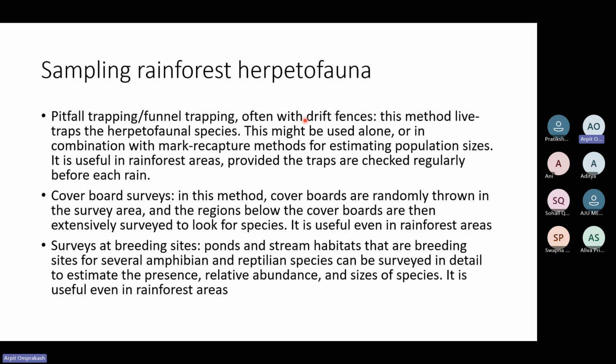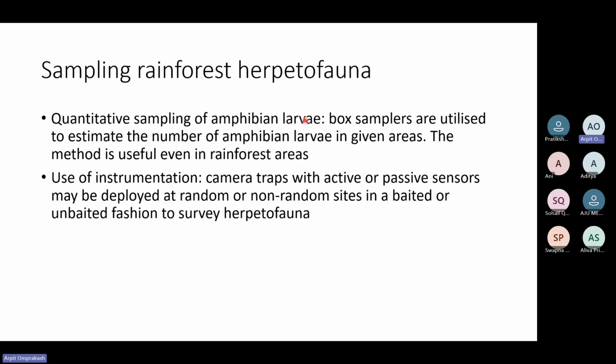Pitfall or funnel trapping is when you are basically putting a bucket with some soap solution in a hole in the ground and letting them jump into that, or making them come there using logs and stuff. Then basically cover board surveys at breeding sites, quantitative sampling of larvae, and instrumentation such as camera traps or passive sensors.